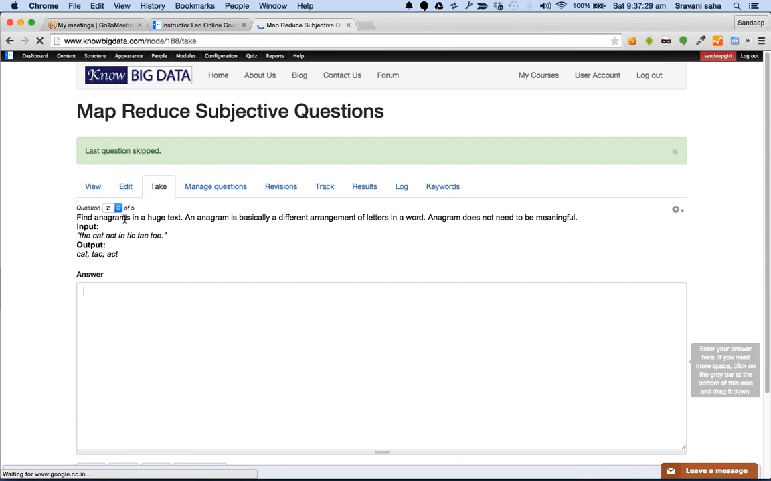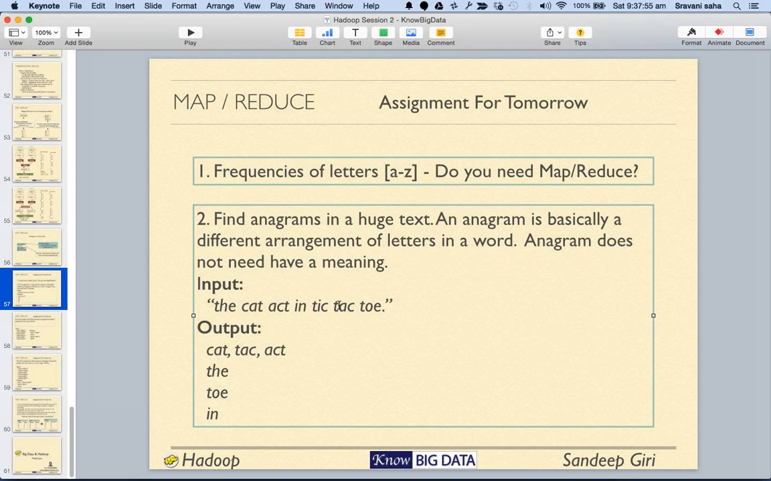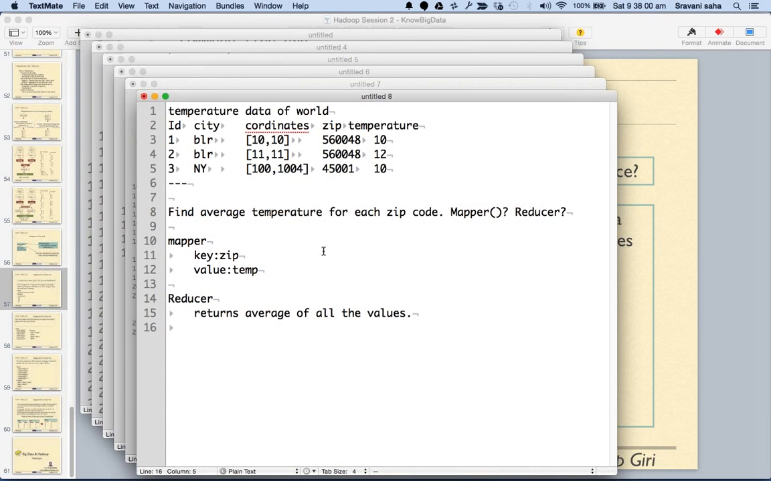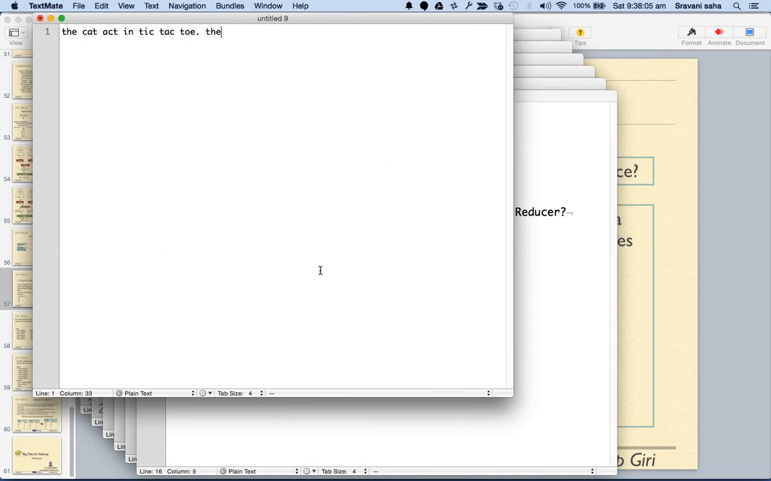Now the second question here is, find anagrams in Hughes text. An anagram is basically a different rearrangement of the letters of a word. For example, cat, tac, and act, all three of them have the same letters. So you will have to bring the output such that, or let me just take it further. If our text was this: in this era, people are clever.